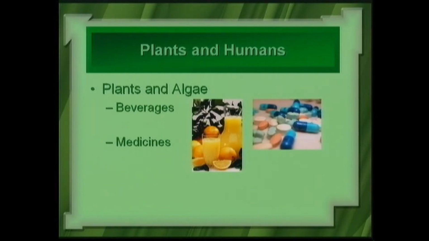Okay. We also have medicines. About 20% of the medicines that we use today with our modern pharmaceuticals come directly from plants. And these include things like cinchona. Cinchona tree is actually the source of quinine, which is used in treatment of malaria, which is a disease that is very prevalent in tropical areas. Very dangerous. People can die from it.